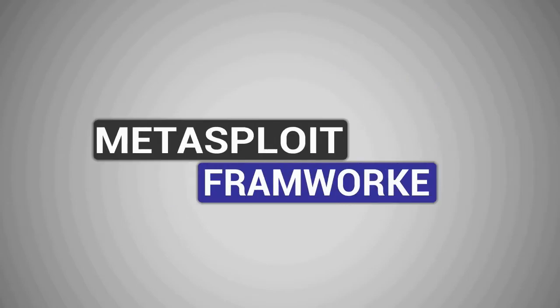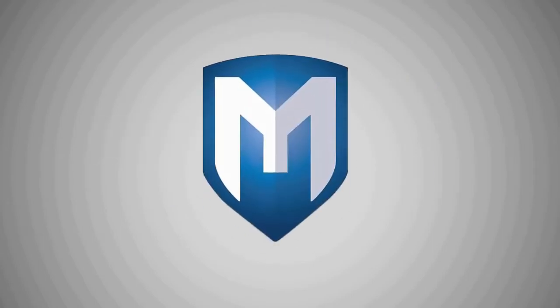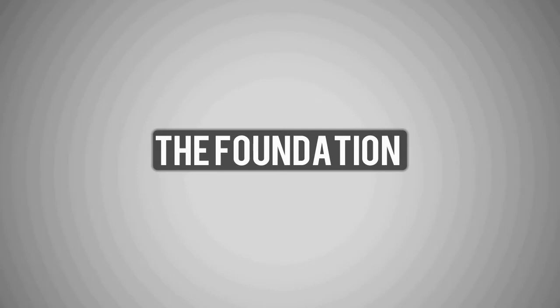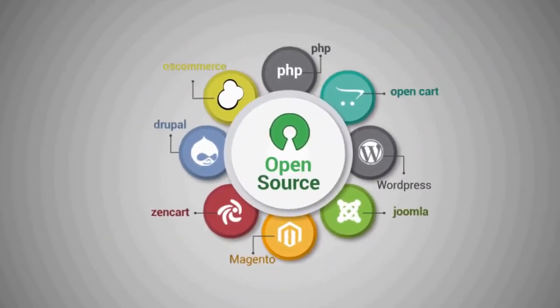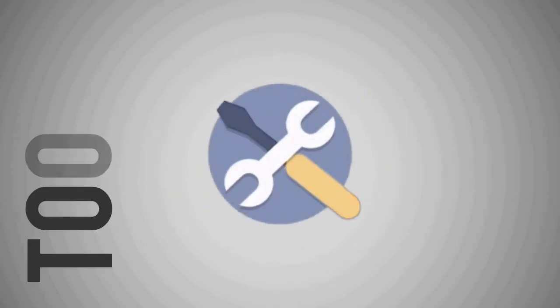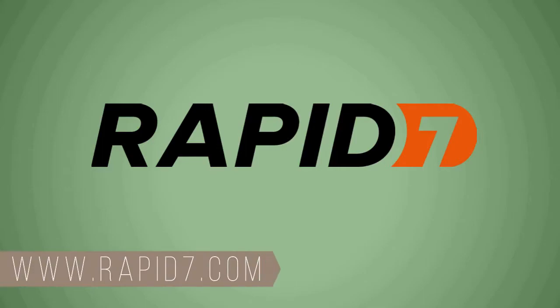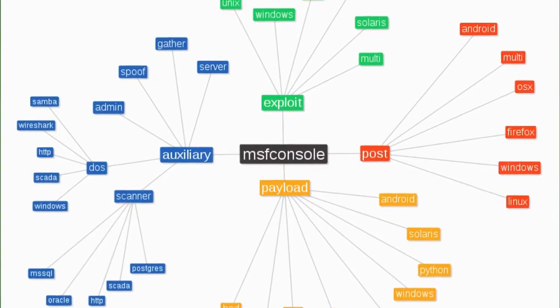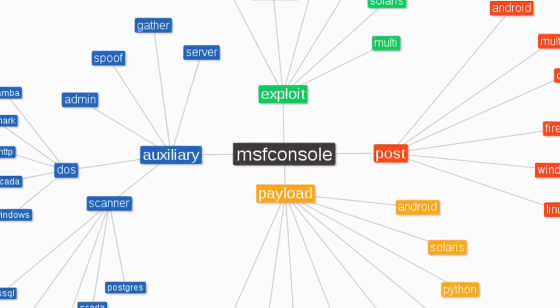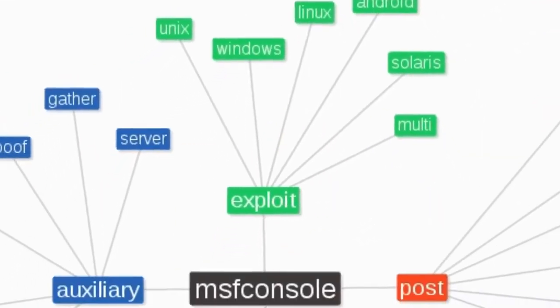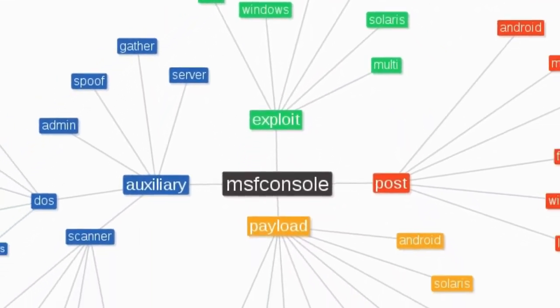What is Metasploit Framework? The Metasploit Framework is the foundation on which the commercial products are built. It is an open source project that provides the infrastructure, content and tools to perform penetration tests and extensive security auditing. Thanks to the open source community and Rapid7's own hardworking content team, new modules are added on a regular basis, which means that the latest exploits are available to you as soon as they are published.